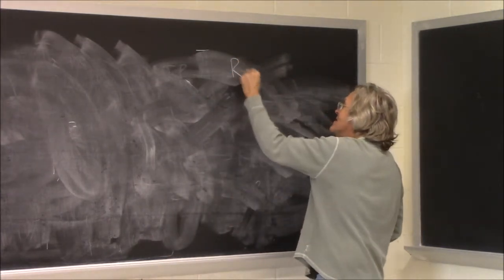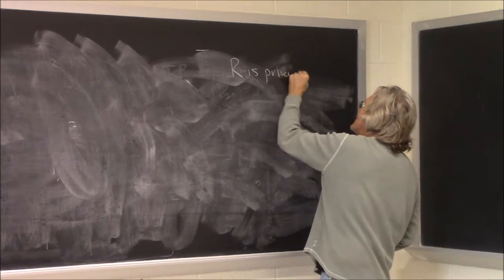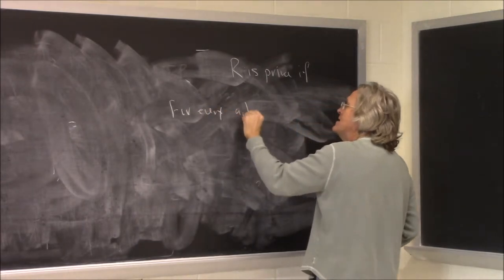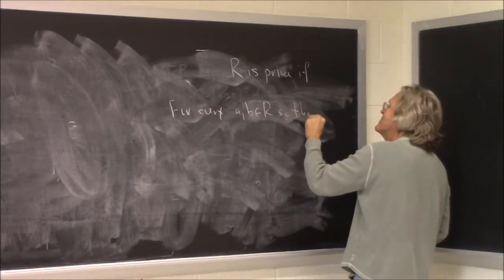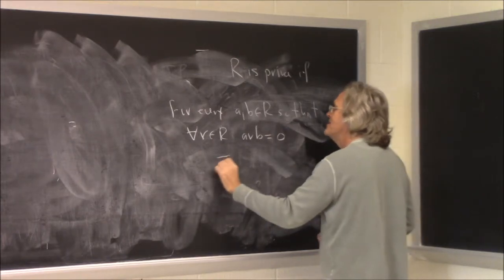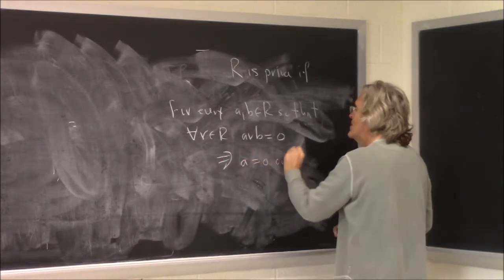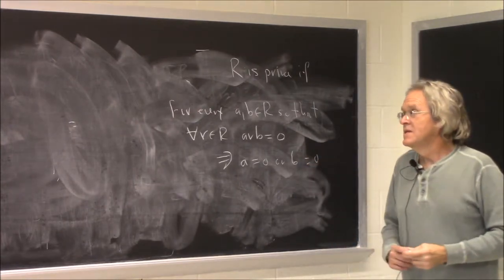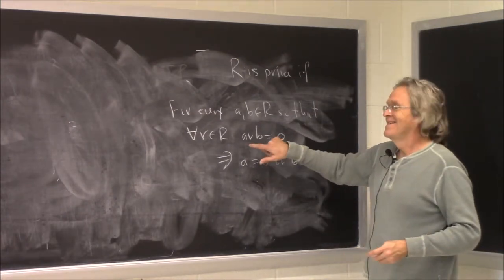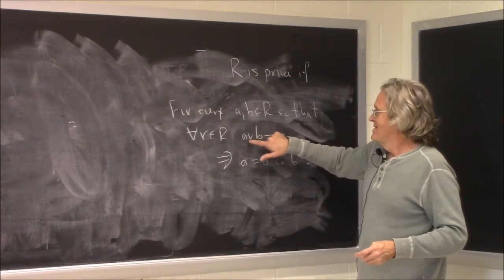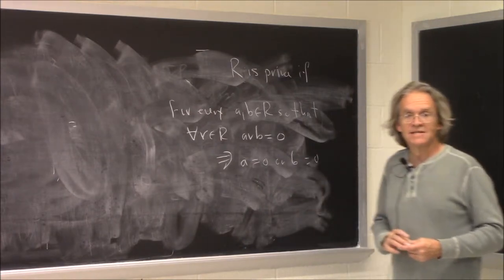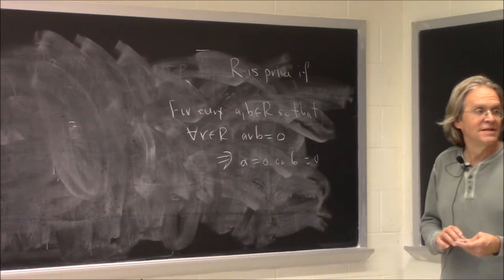So R is prime if for every a and b in R, if arb equals zero for every r in R, that implies that a equals zero or b equals zero. And when you say prime ideal in the non-commutative world, what you mean is that if arb belongs to the ideal for every r, then a belongs to the ideal or b belongs to the ideal. The point being that the quotient by a prime ideal should be a prime ring.